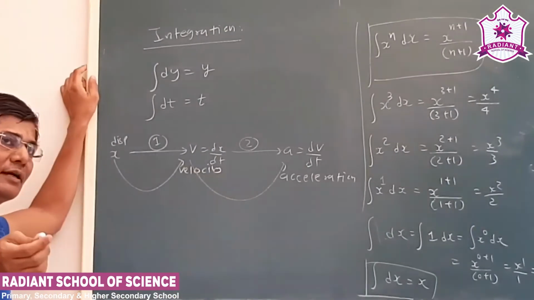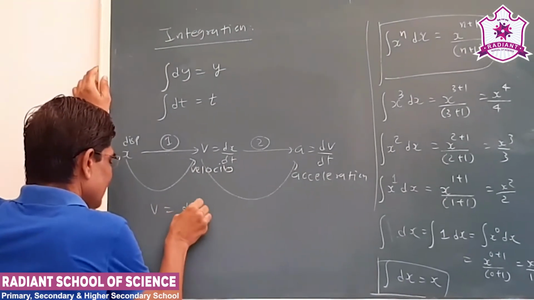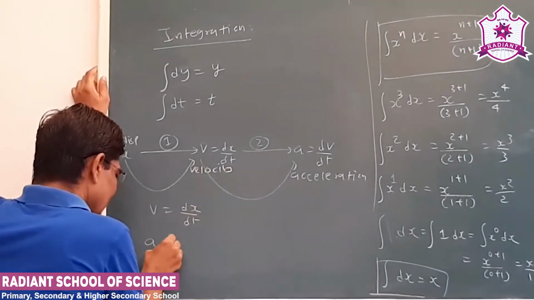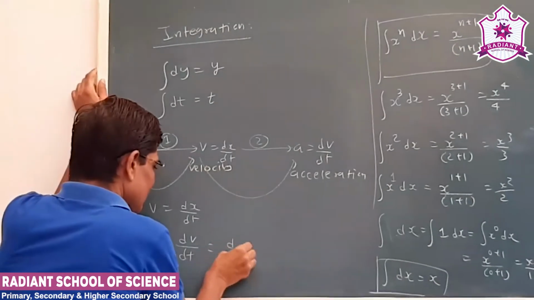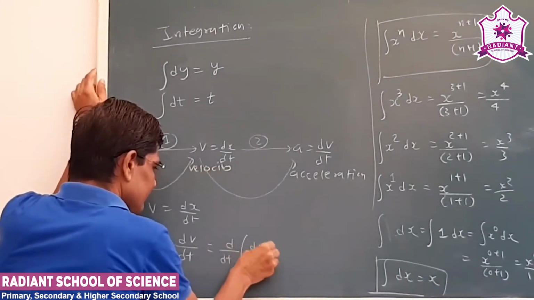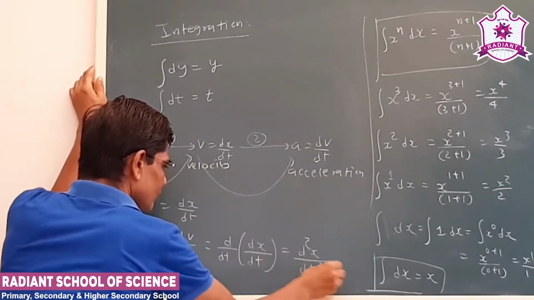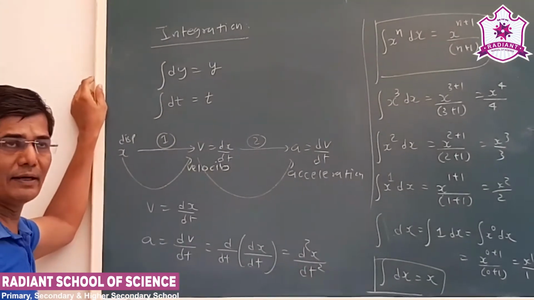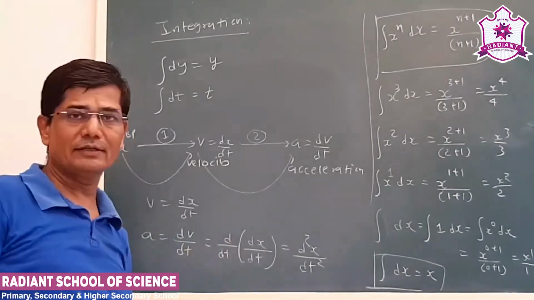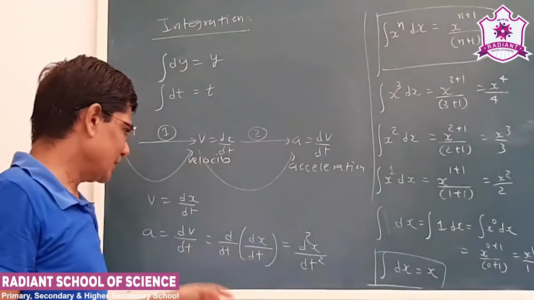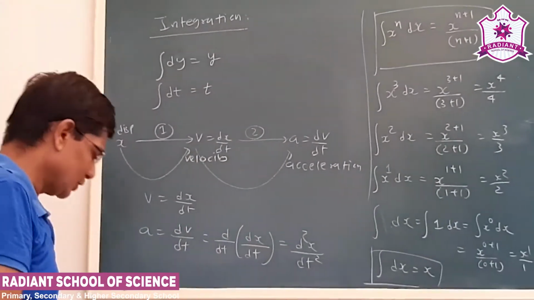We can represent this in a different way. Now v is dx by dt, and a is dv by dt. Suppose I substitute the value of v here, it is d by dt of dx by dt. This is how we can represent it mathematically. It is called d2x upon dt square, so we can say acceleration is d square x upon dt square. Now this is about differentiation.